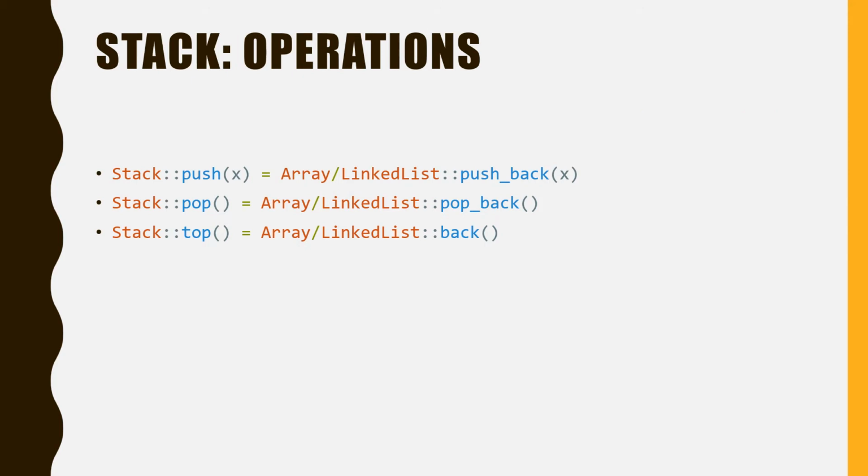Next, let's discuss the stack data structure. In stack, the insert operation is often referred to as push, which is identical to the pushback operation in array or linked list. The delete operation is called pop, which corresponds to the popback operation in array or linked list. The operation that accesses the last data element is called top, which corresponds to the back operation in array or linked list.